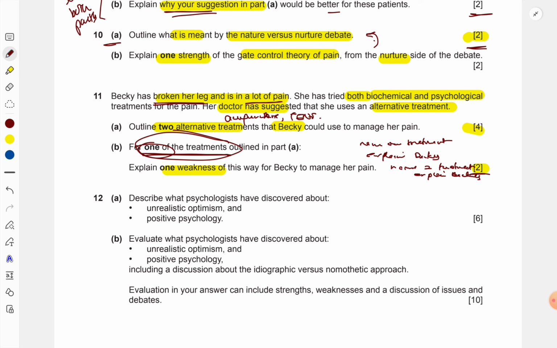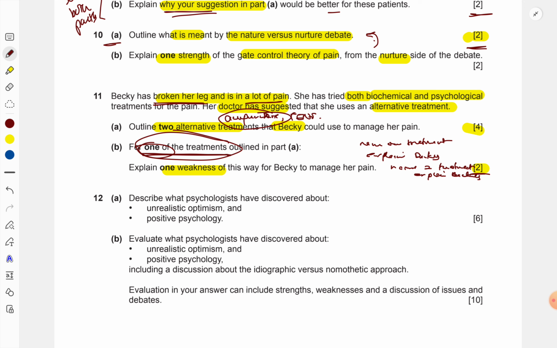So what I'm going to do for now, I had mentioned acupuncture first, so I'm going to take a weakness related to that. One weakness we have learned of acupuncture is that since it involves needles, and needles are sharp and can be invasive by nature, many patients are going to be afraid of needles. So if Becky fears needles, it might result in a lot of anxiety and stress, which might in fact worsen her pain rather than reducing it with the help of the needles.